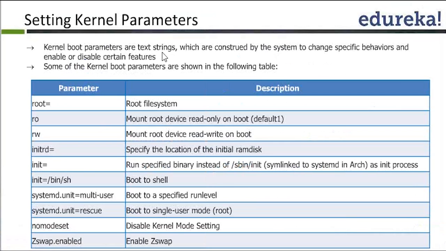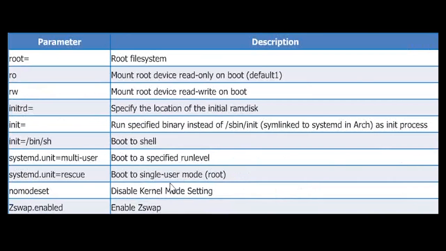So the kernel boot parameters are text strings which are constructed by the system to change specific behaviors and to enable or disable certain features. Don't worry about all these arguments. You will get to see these arguments as a part of the grub.conf file, or when you go to the grub page, where you can edit the arguments.